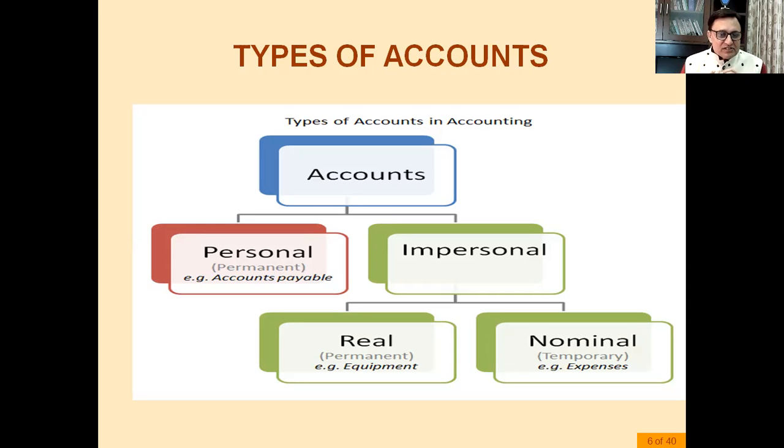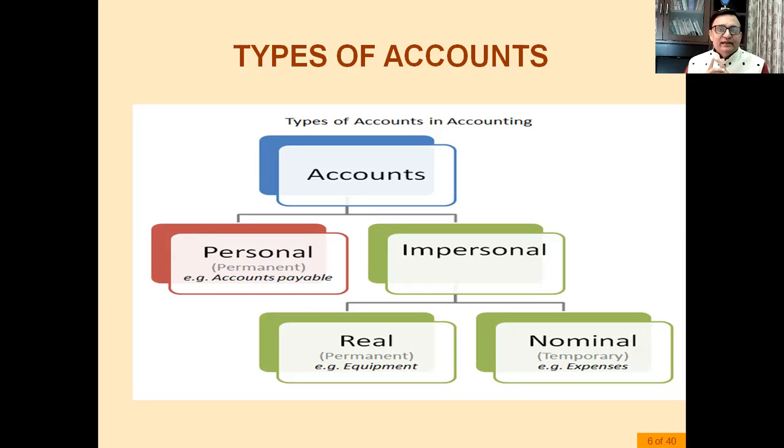They are known as personal accounts. For example, if you have purchased goods from Ram on credit, Ram is a personal account because it represents some person. Similarly, when you have borrowed something from another person in the form of bills payable, bills payable here represent that person. So these are the personal accounts.